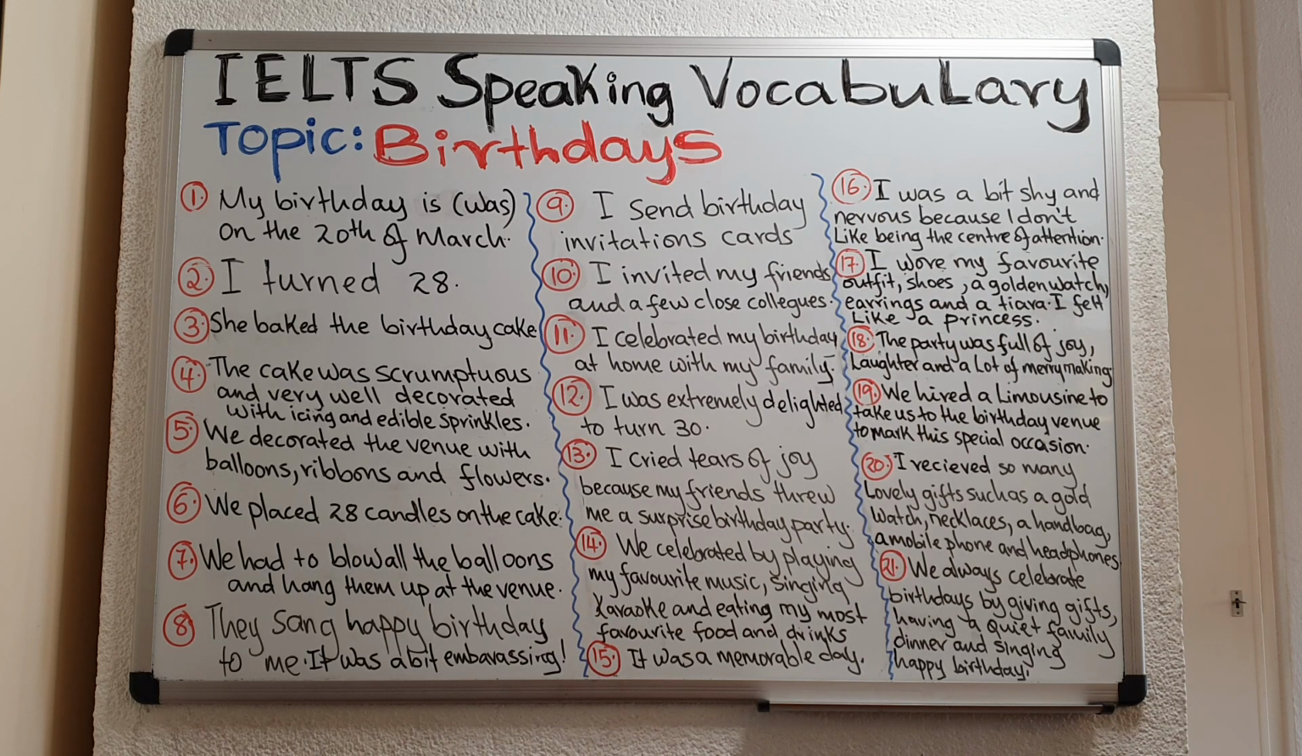Now, number 18: The party was full of joy, laughter, and a lot of merrymaking. Now, if the examiner asks, what was the atmosphere like during your birthday, you can say, the party was full of joy. Joy means happiness, and laughter.